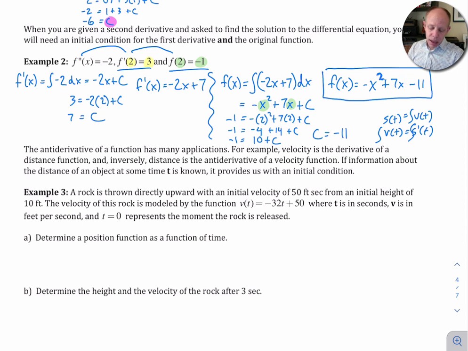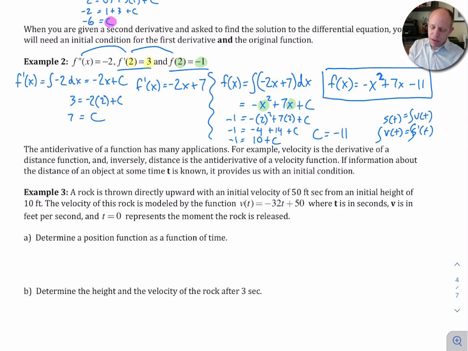All right, now if information about the distance of the object is provided at some time t, if you know that, then you have that initial condition. So in our example, a rock is thrown directly upward with an initial velocity of 50 feet per second from an initial height of 10 feet. The velocity of this rock is modeled by the function v at t equals negative 32t plus 50, where t is in seconds and v is in feet per second. And t equals 0 is going to represent the moment the rock is released.